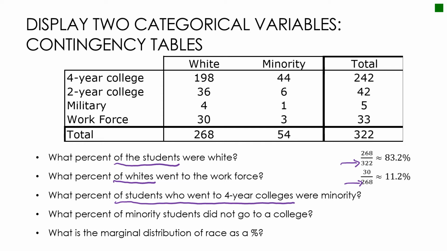What % of those students were minority? So minority students who went to four-year colleges. And that is what I would do for that question. 44 out of 242, turn that into a percentage.